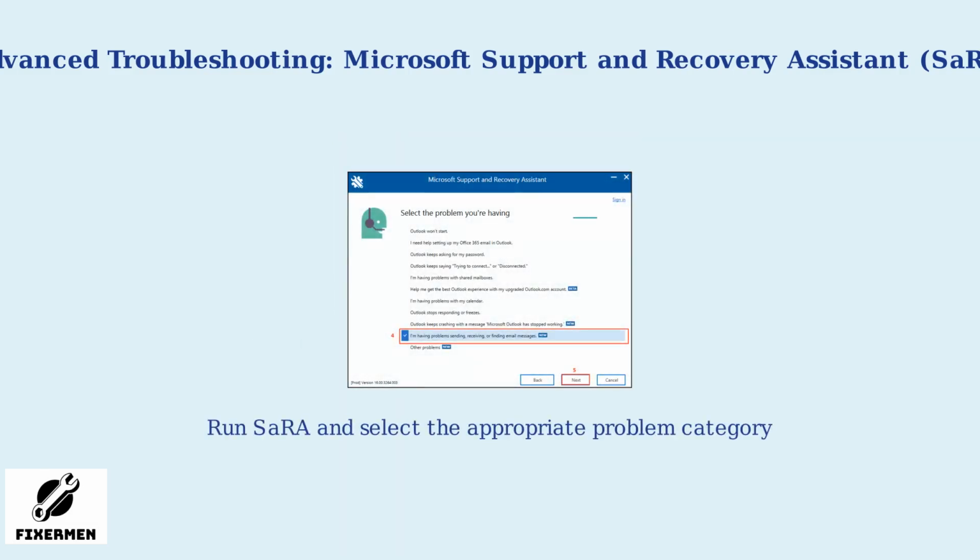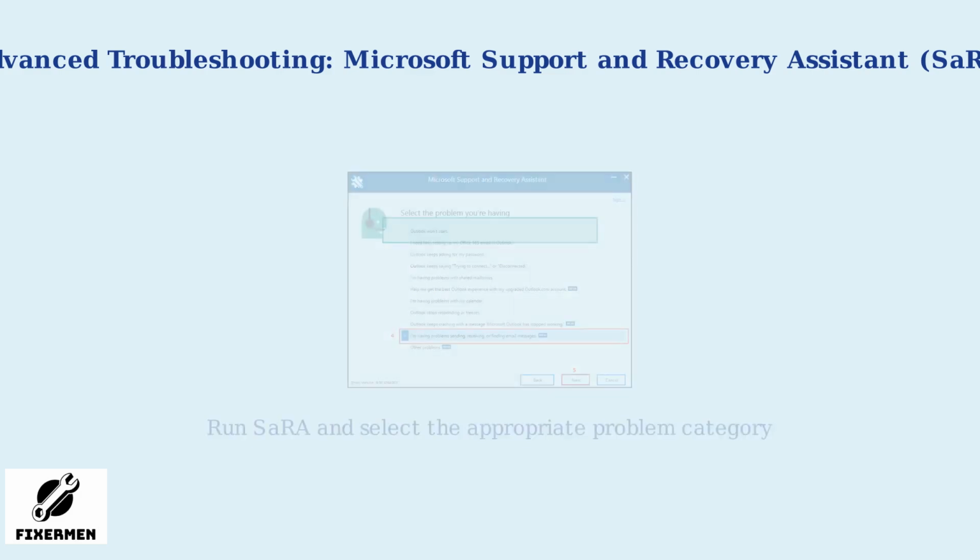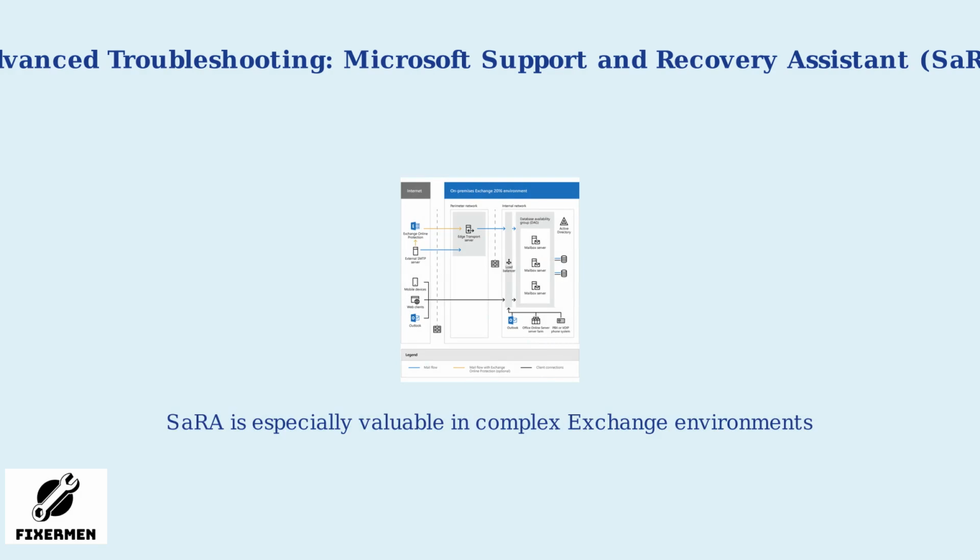Once installed, run the Support and Recovery Assistant. You'll see a list of common Outlook issues. Select the option that matches your problem, such as difficulties with sending, receiving, or finding email messages, which often relates to password authentication issues. The Support and Recovery Assistant is particularly effective for complex Exchange server environments.